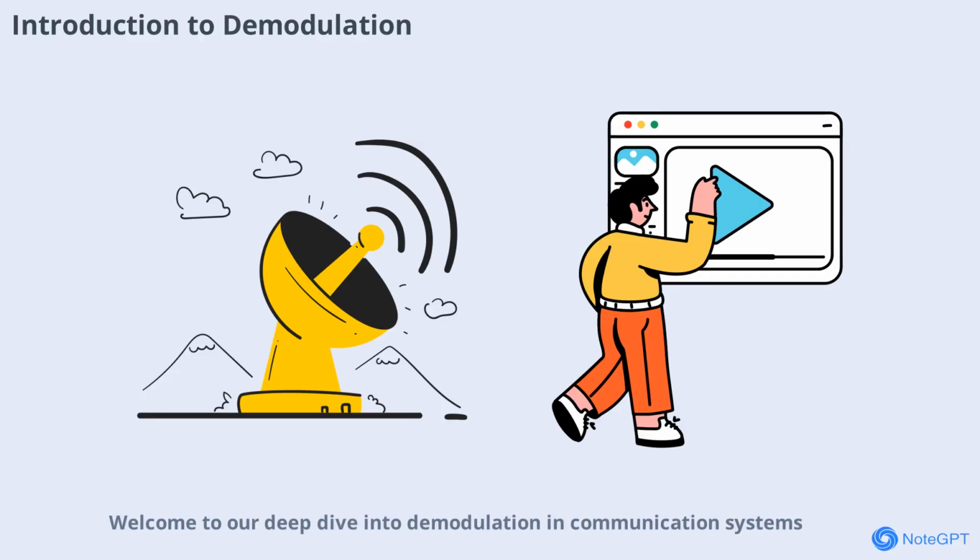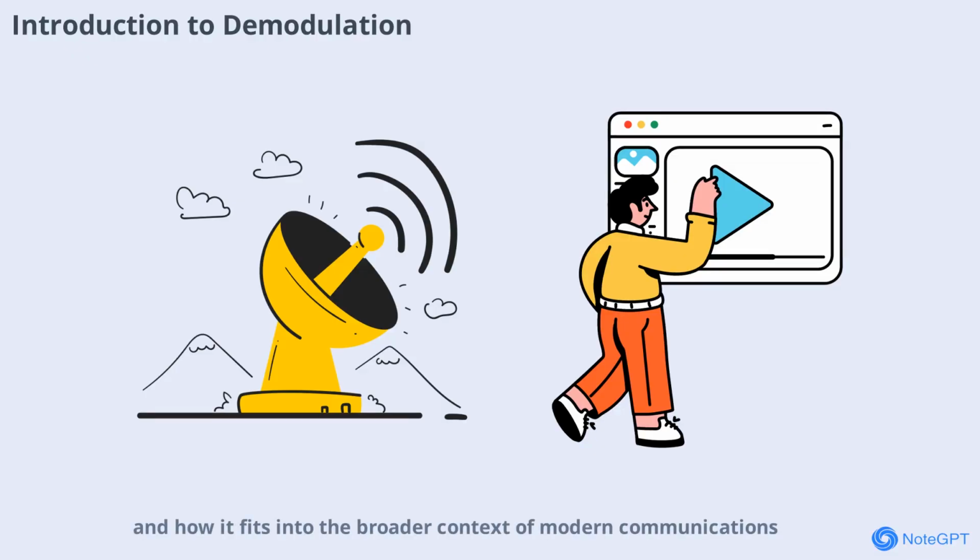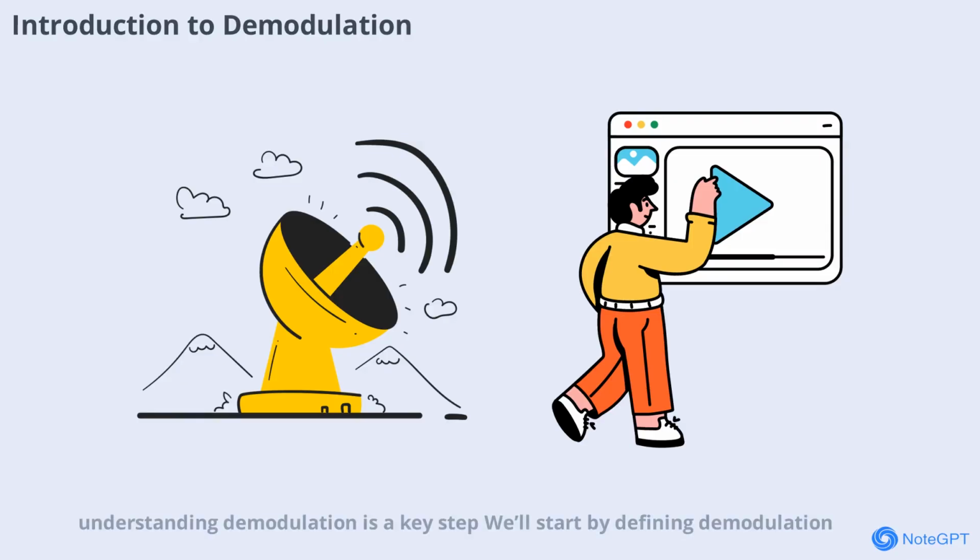Welcome to our deep dive into demodulation in communication systems. In this video, we'll explore what demodulation is, why it's essential, and how it fits into the broader context of modern communications. Whether you're a student, an engineer, or just curious about how your phone or radio works, understanding demodulation is a key step. We'll start by defining demodulation, then move on to its role in extracting information from signals. Let's begin our journey by setting the stage for why demodulation matters in today's connected world.